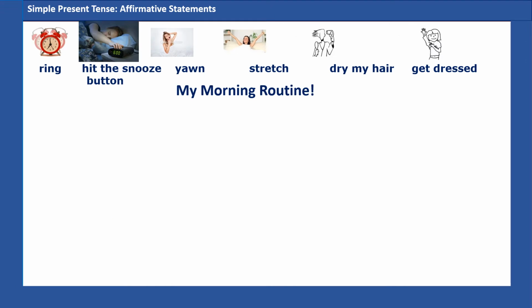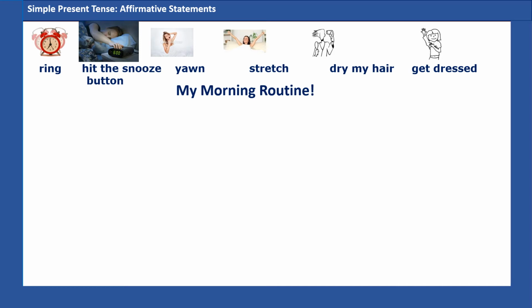I'm going to tell you about my morning routine. But before I tell you about my morning routine, let's look at some verbs that I use. Ring. What action does an alarm clock do? It rings. So in the morning, my alarm clock rings.